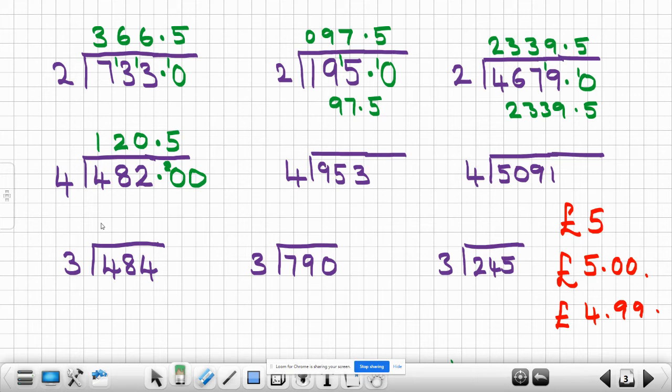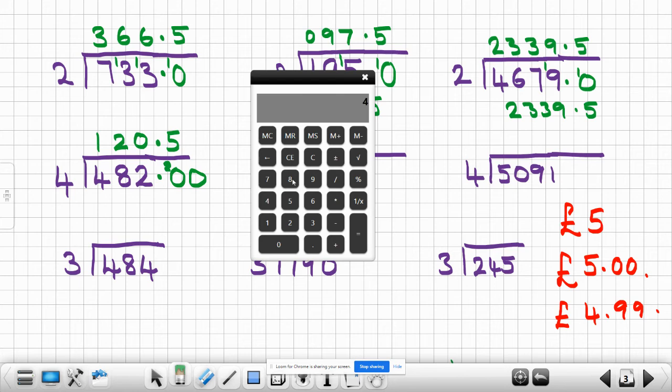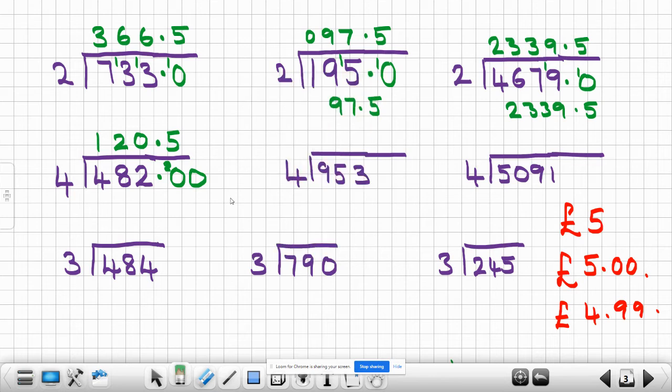Okay, so the answer to 482 divided by 4 is 120.5. Let's check it. Good, and that's right. So we have still got these halves. Now let's see what happens with the next one.